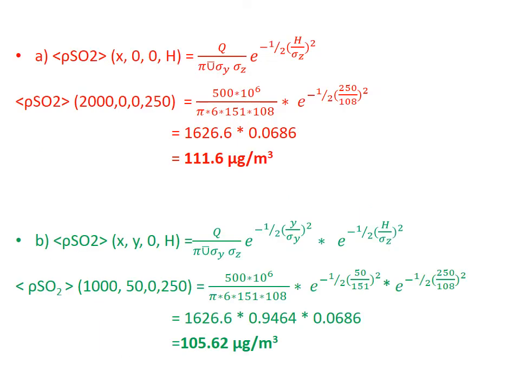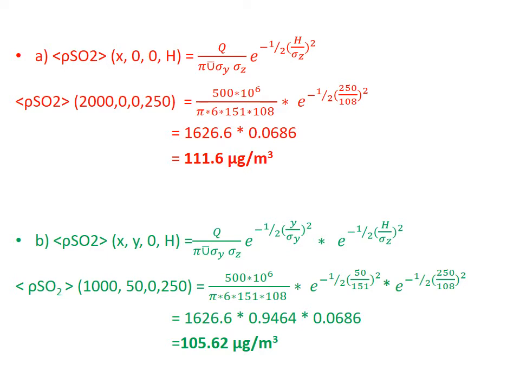For section A, we need to find out the concentration of sulfur dioxide at 1000, 0, 0, 250. So we have x equal to 1000, y equal to 0, z equal to 0 and h equal to 250. The equation we are using here is rho SO2 at x, 0, 0, h equal to Q by pi into u bar sigma y sigma z into e raised to minus 1 by 2 into (h by sigma z) the whole square.